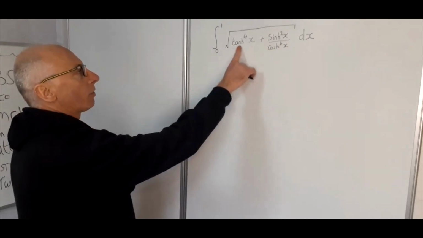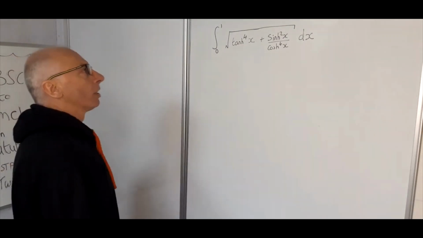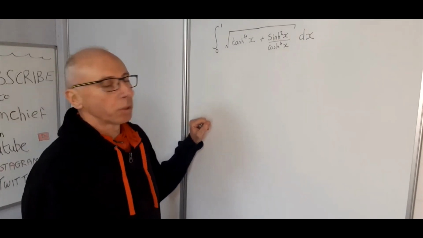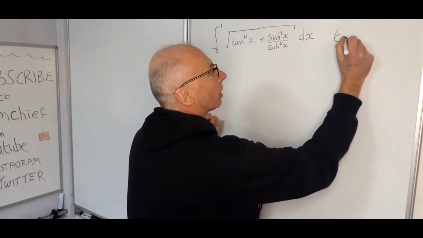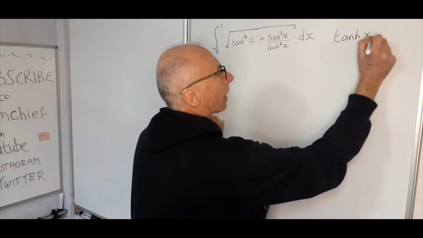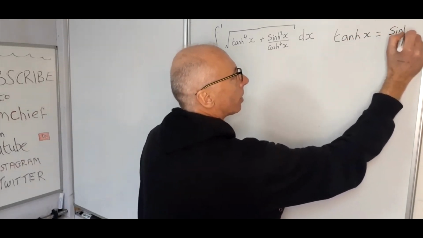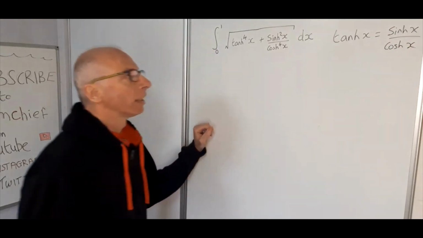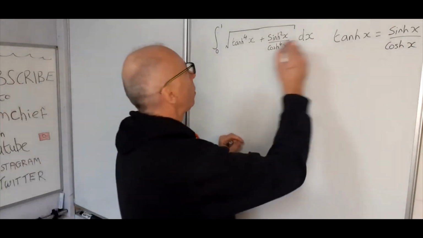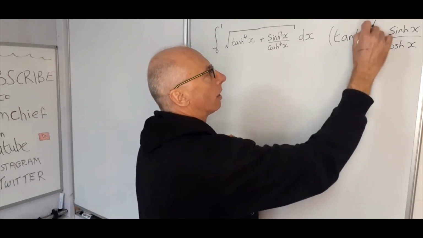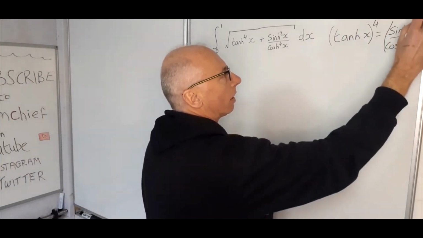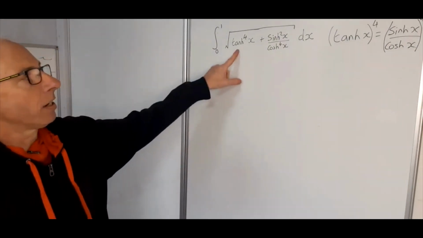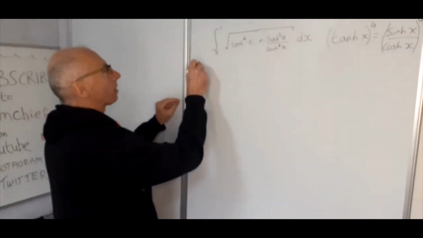So first of all, this one takes my eye here, the tangent to the power of 4. The hyperbolic tangent works the same as the normal tangent. So tanh of x equals sinh of x over cosh of x. And now we can raise this to the power of 4, as in here, and this identity will still stand equal. Okay, so let's put that in there and see where that takes us.